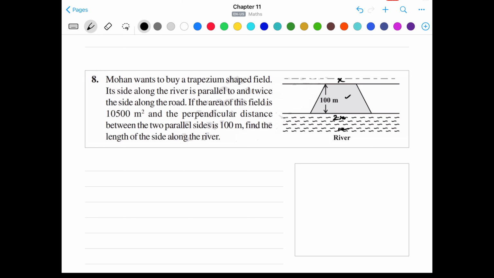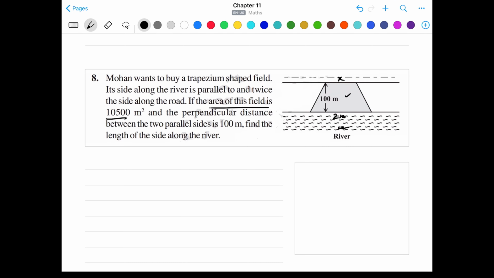Okay. Further it says, if the area of this field is 10,500 meters square and the perpendicular distance between the two parallel sides is 100 meter. So we are given the area of this trapezium field and also the perpendicular distance between the parallel sides. We have to find the length of the side along the river.